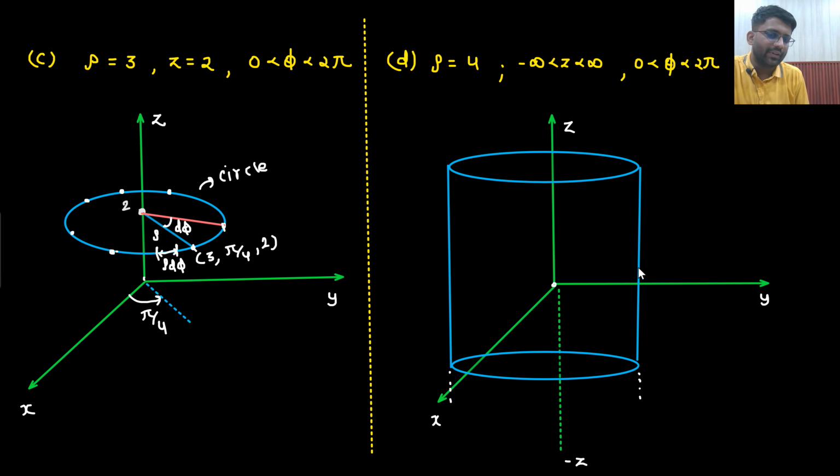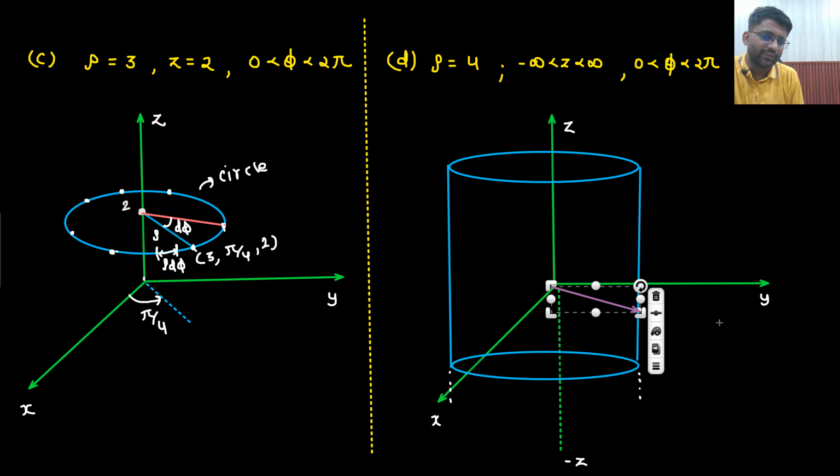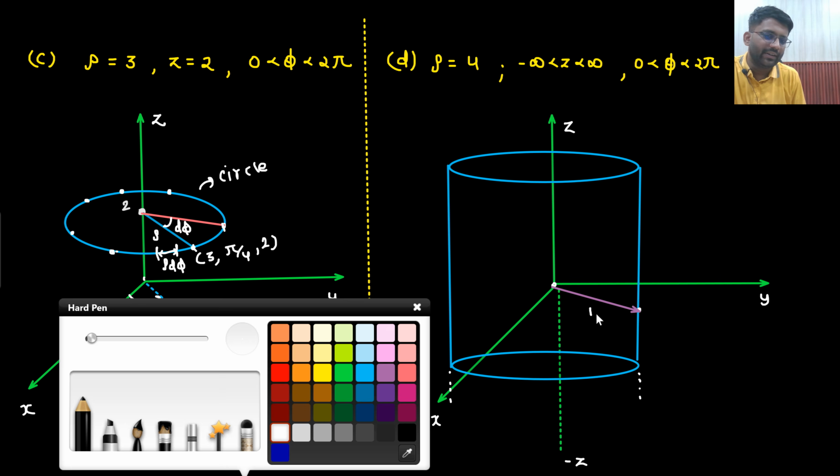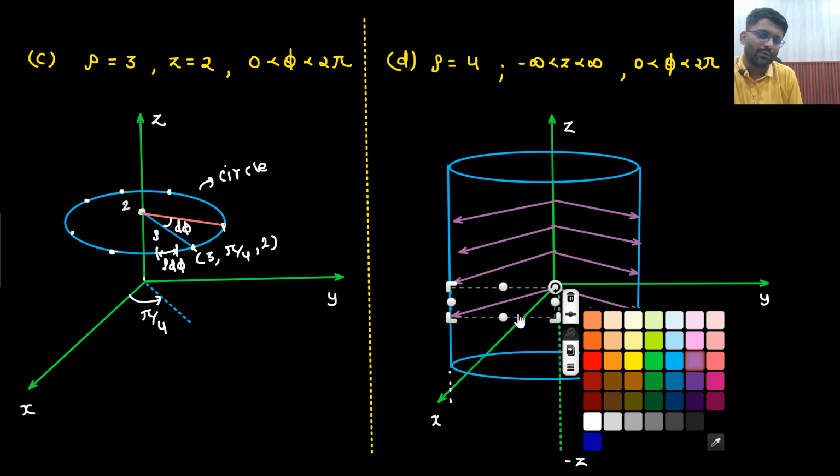Like at this point, what is the value of rho? Let's just say this point is in the xy plane only. So the value of rho is fixed, which is equal to 4. Radial distance from the z axis will always be 4. Always 4. Here also it is 4.